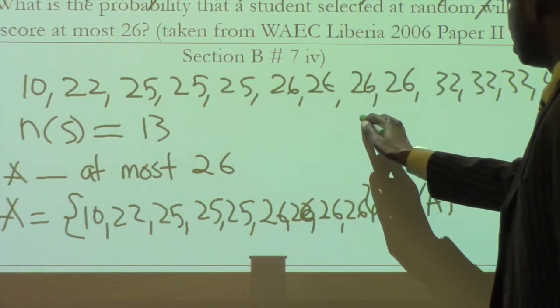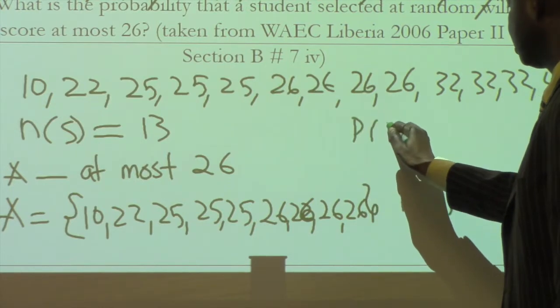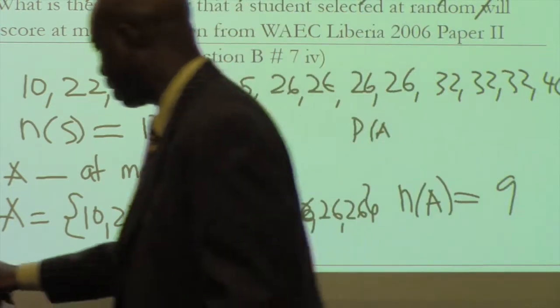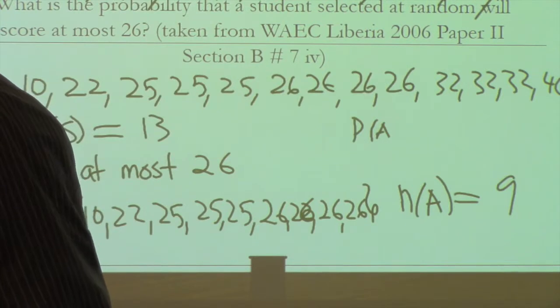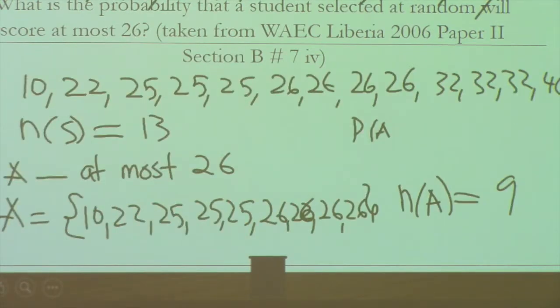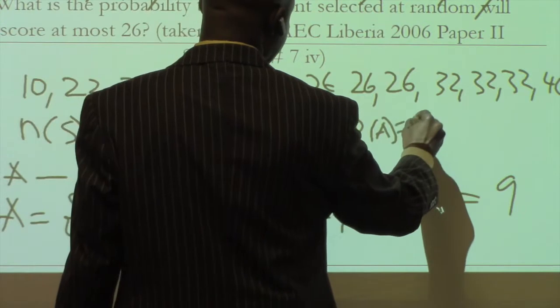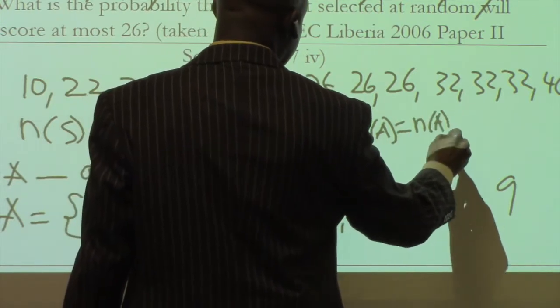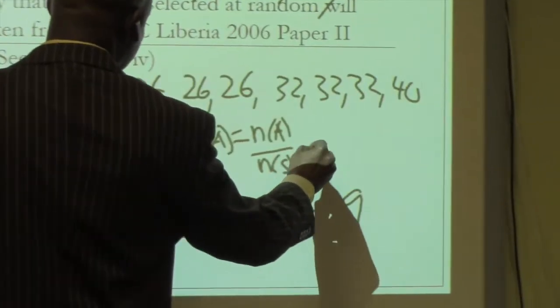Very simple. The probability of A, let me see if I have space on the next slide so I can do it over there instead of squeezing it over here. All right, okay, so I'll go back and see if I can fit it in there. So the probability of A will be given by the number of elements in A divided by the number of elements in the sample space.